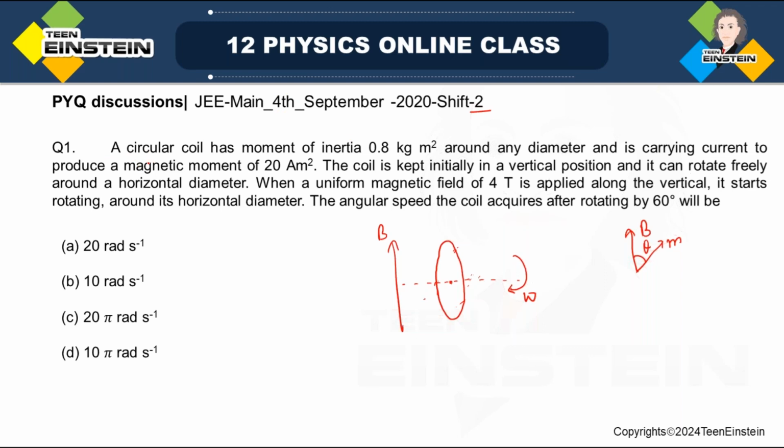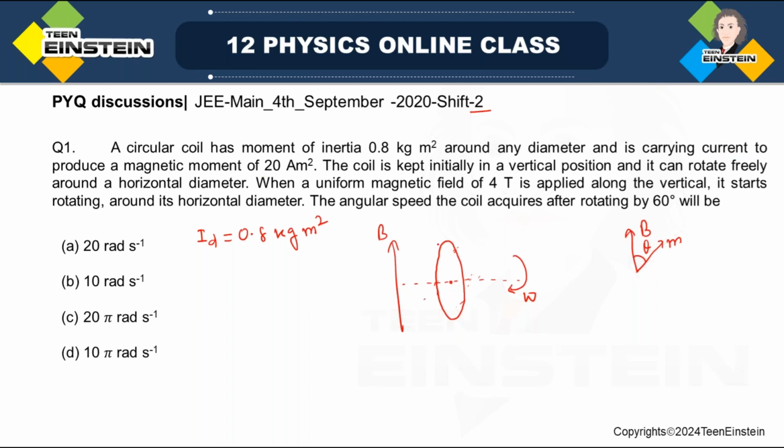So the first question here says a circular coil has moment of inertia 0.8 kg per meter square. Moment of inertia I is equal to mr square, so kg meter square around any diameter. Okay, for a circular coil, so moment of inertia is given. Okay, I is given, and this is about any diameter. Okay, kg meter square, and is carrying current to produce a magnetic moment.